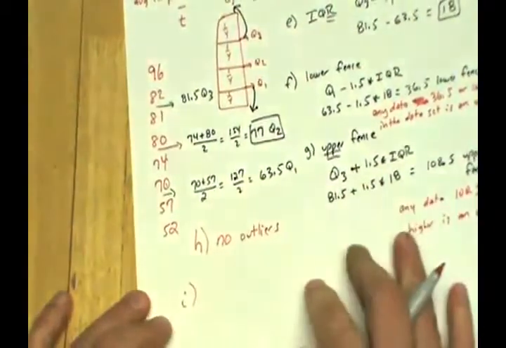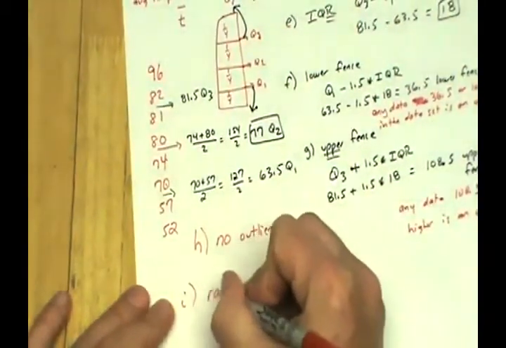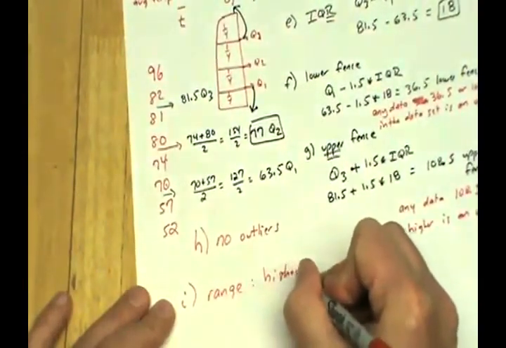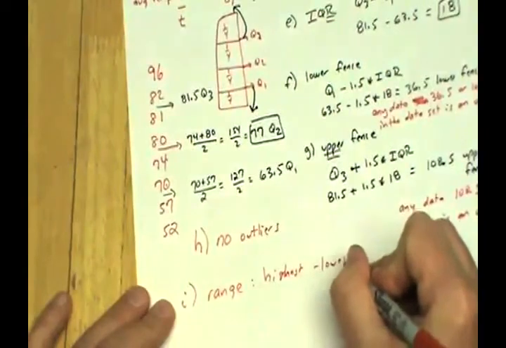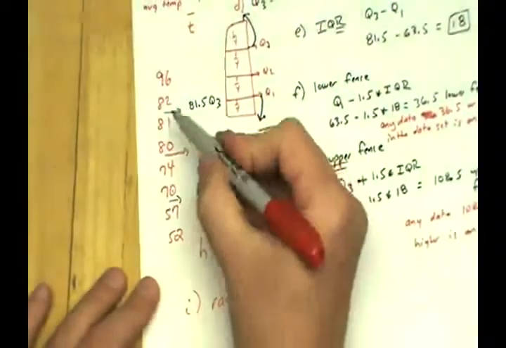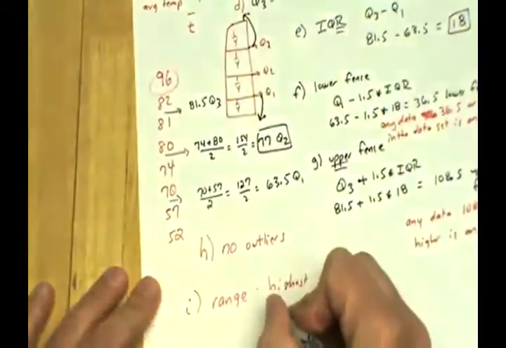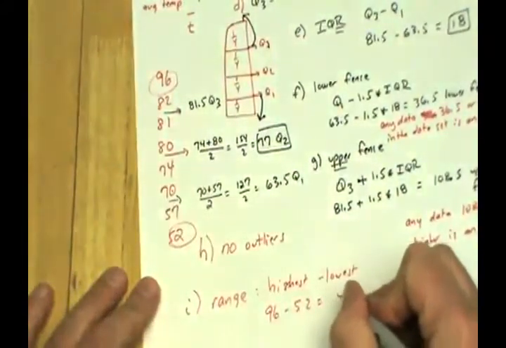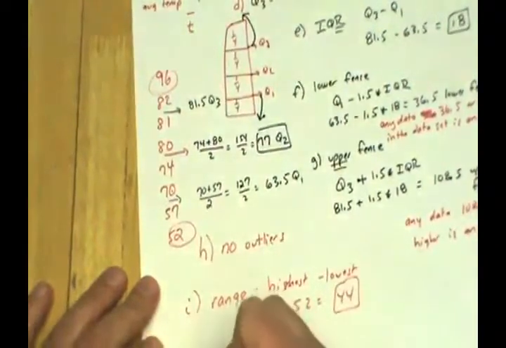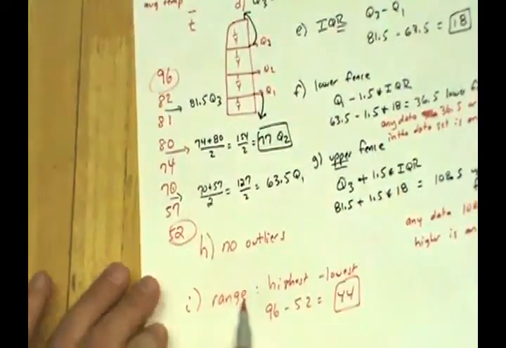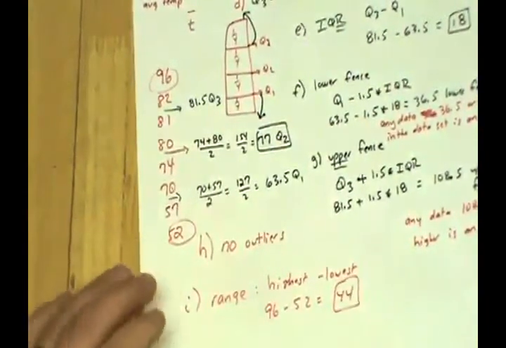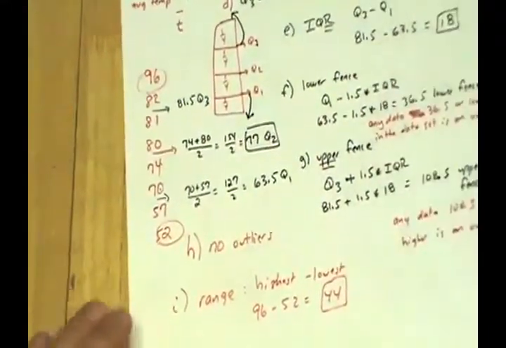Okay, I. I is asking us for the range. Range is highest minus lowest of the data set. So the highest data value is 96. The lowest is 52, and we're looking at 44 as our range. We're going to talk more about range later in the next few weeks when we start talking about other statistical topics. But for now, it's nice just to know what the value is.